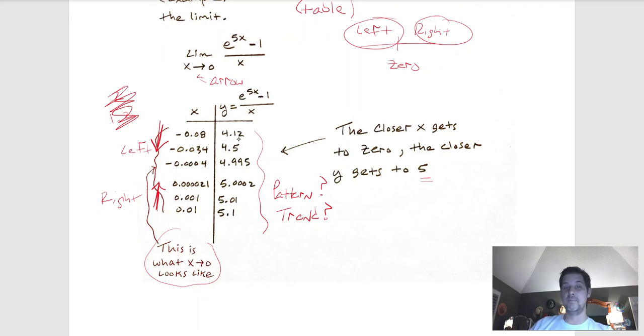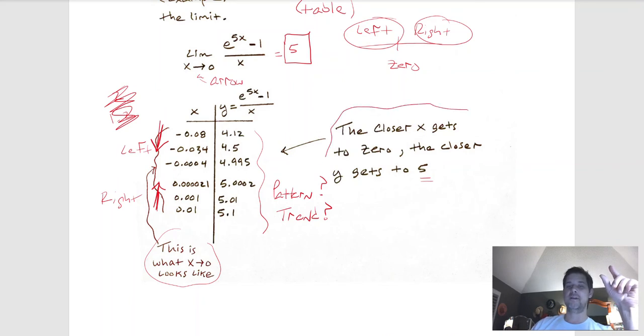It goes from 4.1 to 4.5 to 4.99. And on the other side, as the x gets close to 0, 5.1, then 5.01, then 5.002. So we would say that the answer to this question is 5. If the x gets closer to 0, you will find the y gets closer to 5. That's what we see in the table, okay?